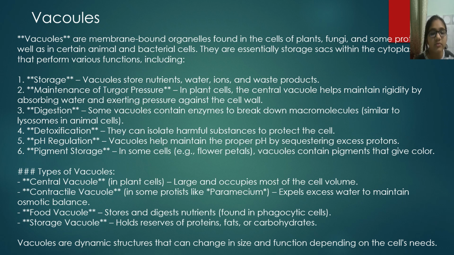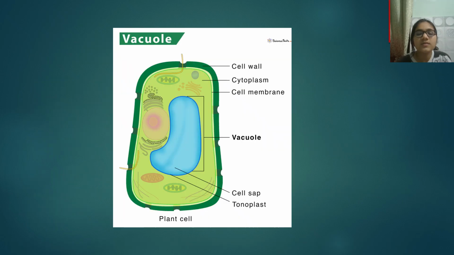So vacuoles are dynamic structures that can change in size and function depending on their role. This is the diagram and the picture of the vacuole. This is the cell wall, the outer part, then the cytoplasm, the cell membrane, vacuole, cell sap, and tonoplast.